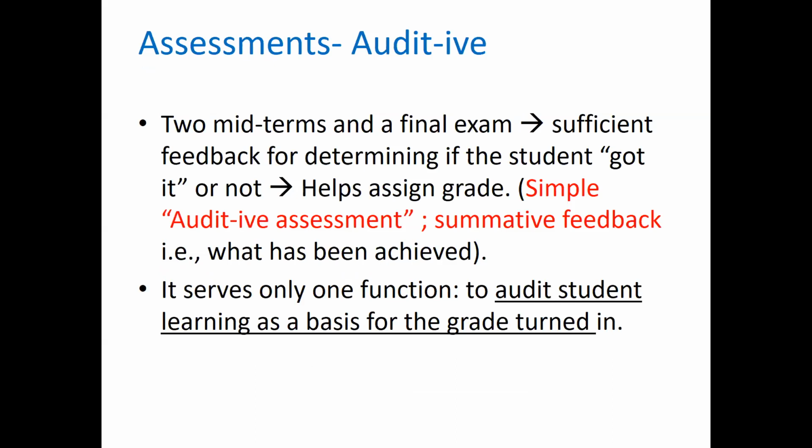So let me just jump into the two levels. We have the auditive way of assessment, where we have only exams. For example, we have two midterm exams and a final exam, and these are all sufficient feedback to determine if the students got the knowledge or did not get it. So once you do this and students pass, based on the grades that you assign to them, you would say, okay, they got the knowledge, so they understand it. So it just helps us to assign a grade. He deserves an A or an A plus or a C or even an F.